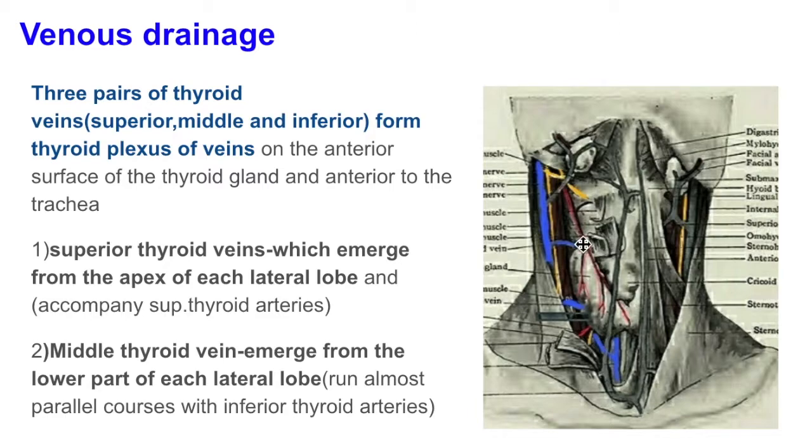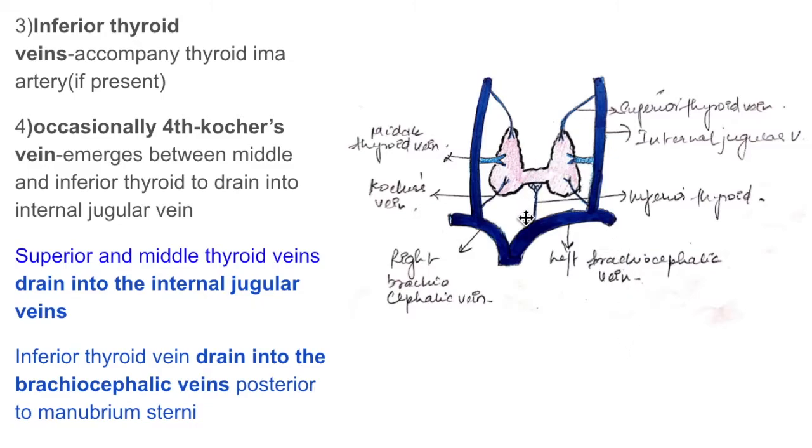Now, as you can see, the superior thyroid vein emerges from the apex of each lateral lobe and accompanies the superior thyroid artery. The middle thyroid vein emerges from the lower part of the lobe and runs almost parallel to the inferior thyroid artery. The inferior thyroid vein accompanies the thyroid ima artery if present, right? We saw that the thyroid ima was going from below to the isthmus. Now the inferior thyroid vein is going away from the isthmus towards the brachiocephalic vein.